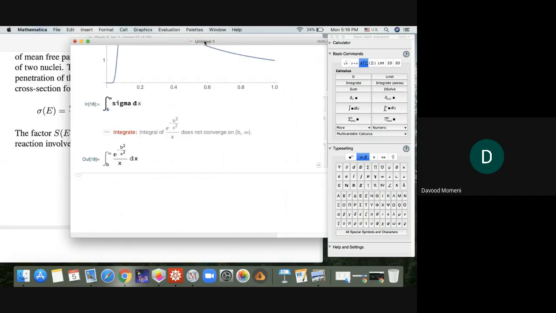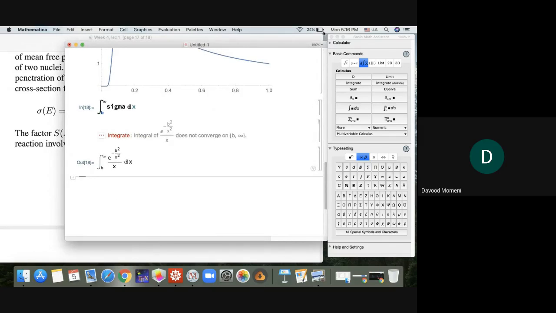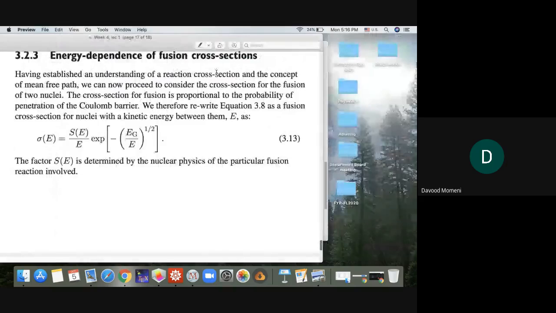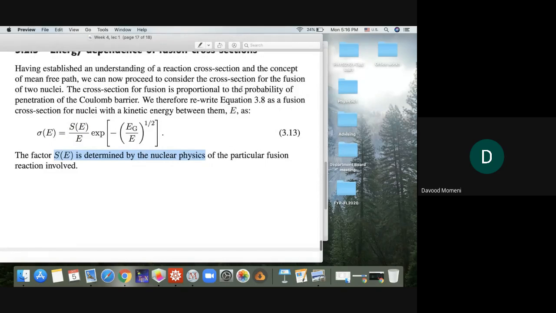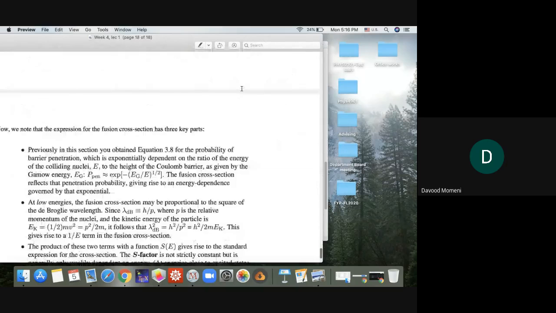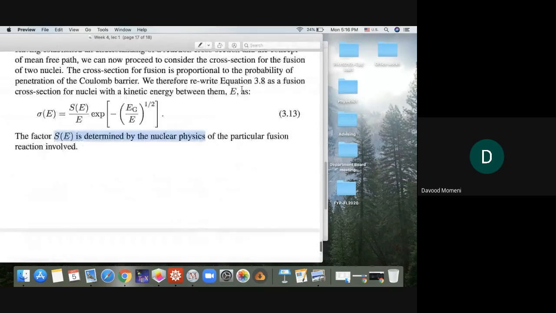So what I said in my lecture, please go through that. Find the total reaction cross section for a given range. You see here we consider S as a constant, but S is determined by nuclear physics. I want you to also study how to calculate these S factors.